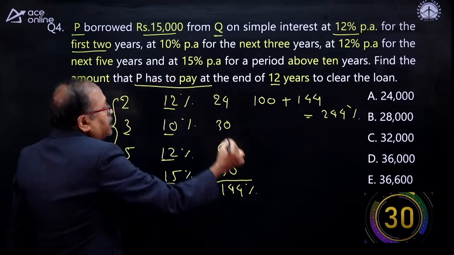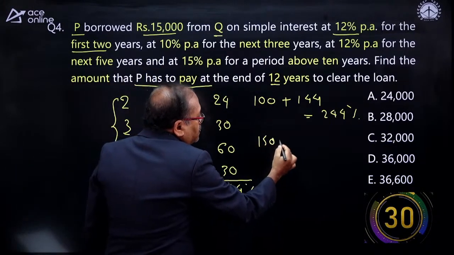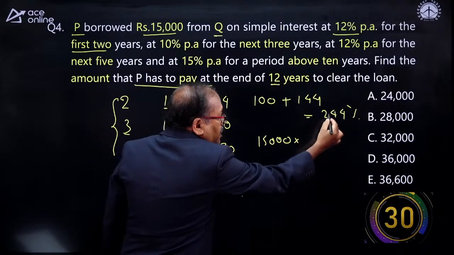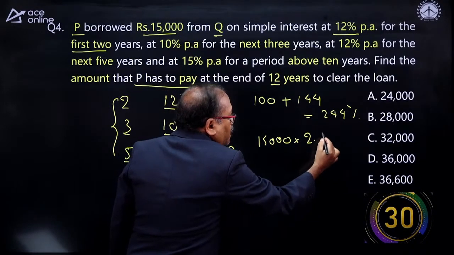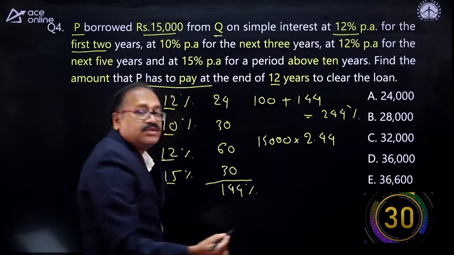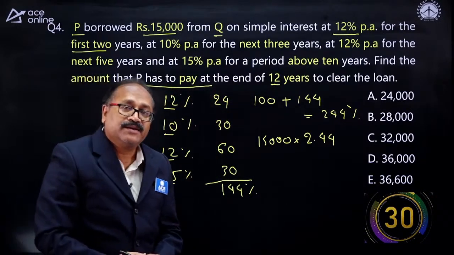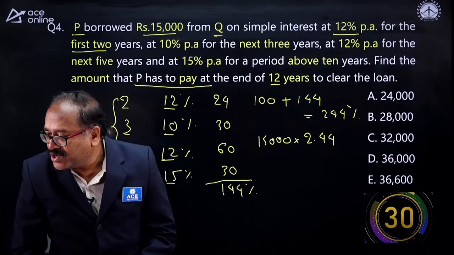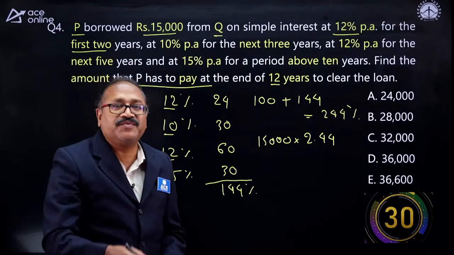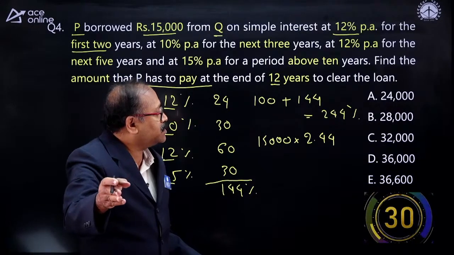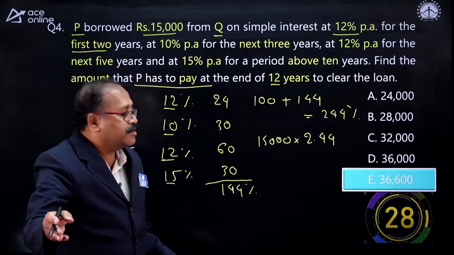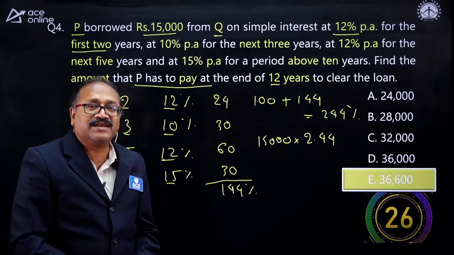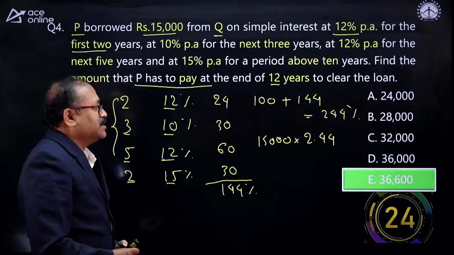So what is the principal here? The principal is 15,000 into 244 by 100, that comes to 2.44. Anyone answer the question? 24K. Ram Kumar is saying 24K. Shall I check that? 24,000? Oh no, 36,600 I think. Okay, let's check this one.